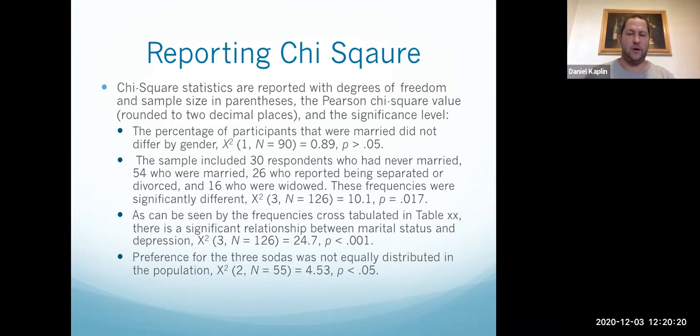Preference for the 3 sodas were not equally distributed in the population. So again, one of the assumptions of a chi-square is that you have equal number of frequencies across the groups. So if you find significant differences in the categories, we would say that they're not equally distributed.